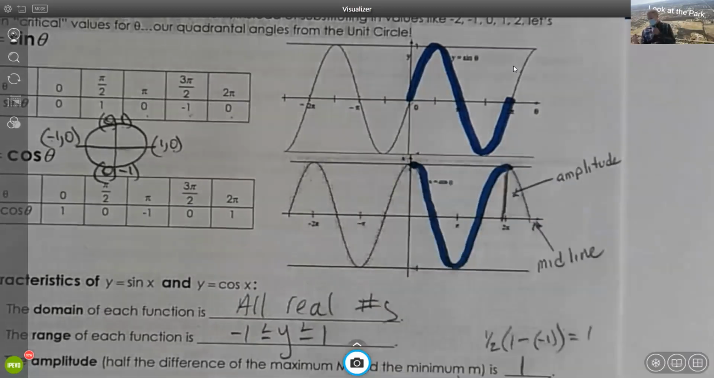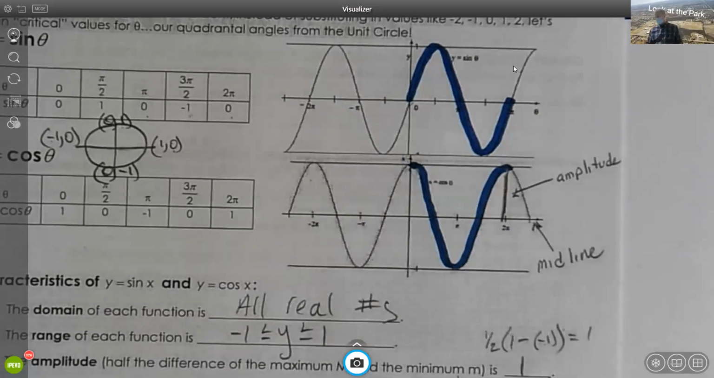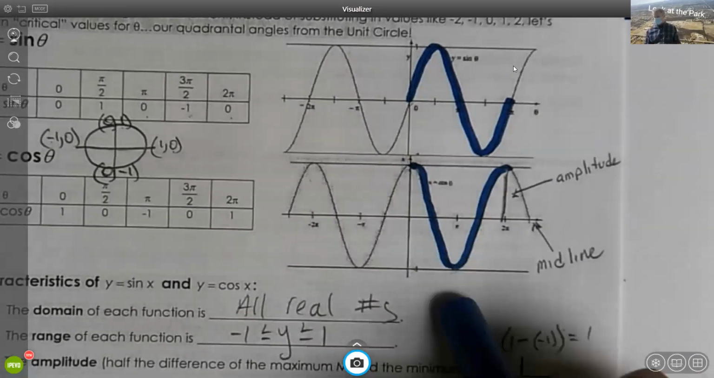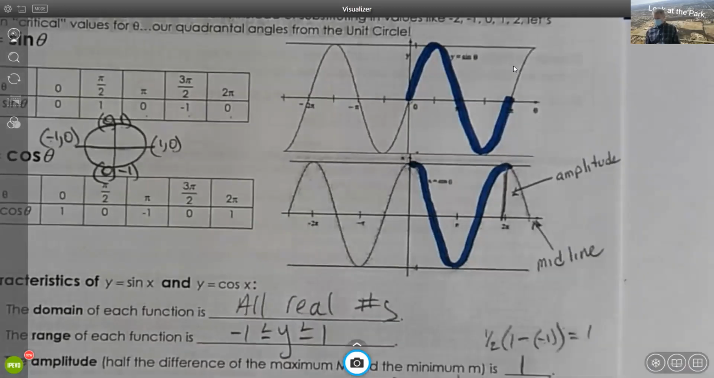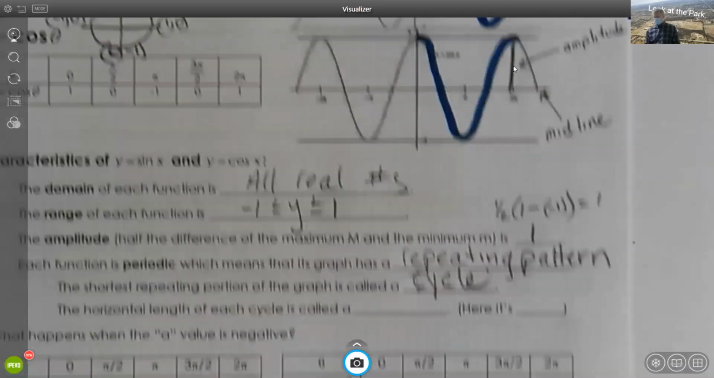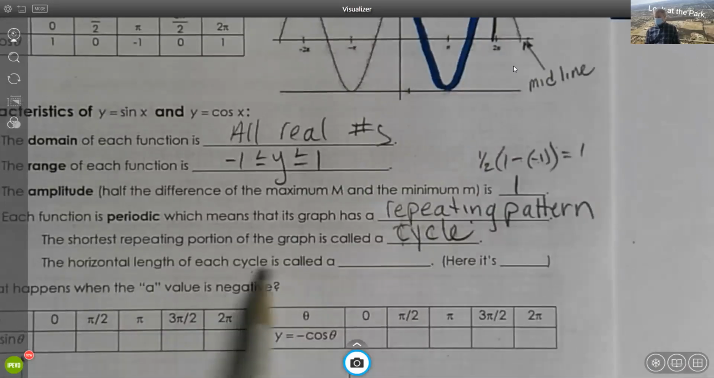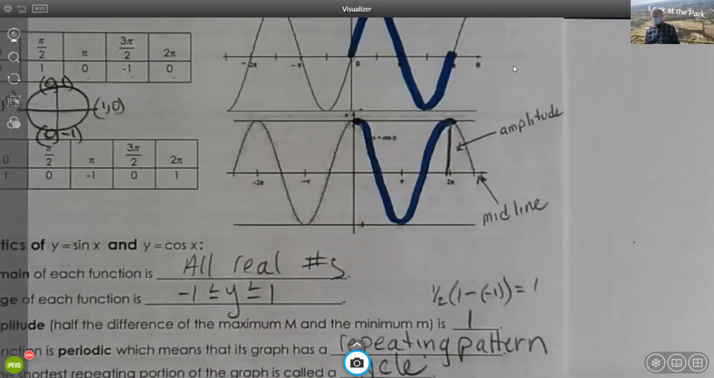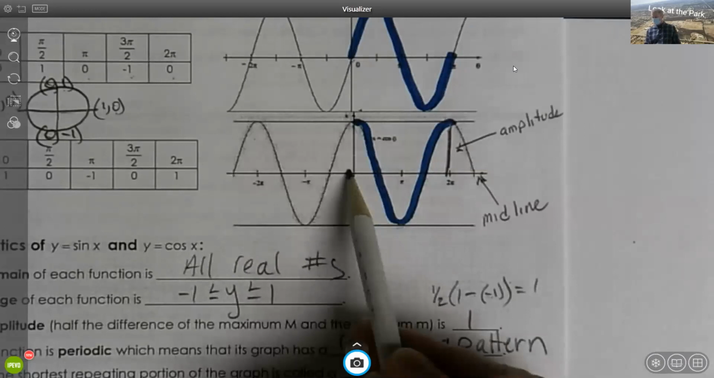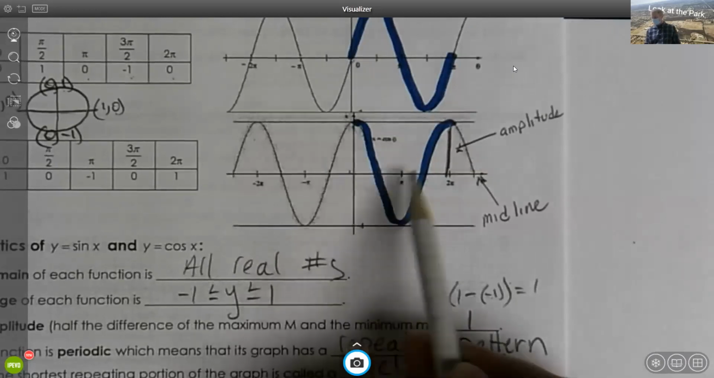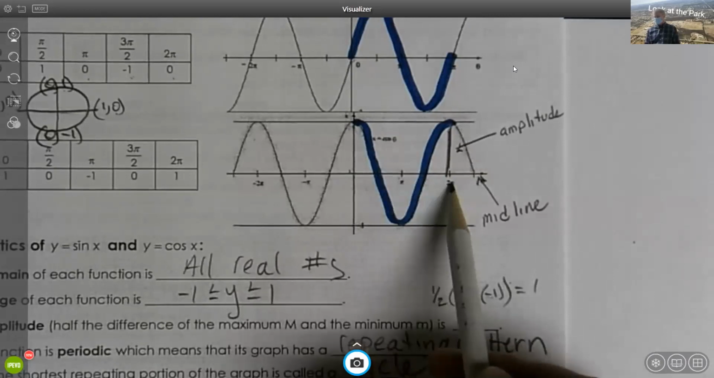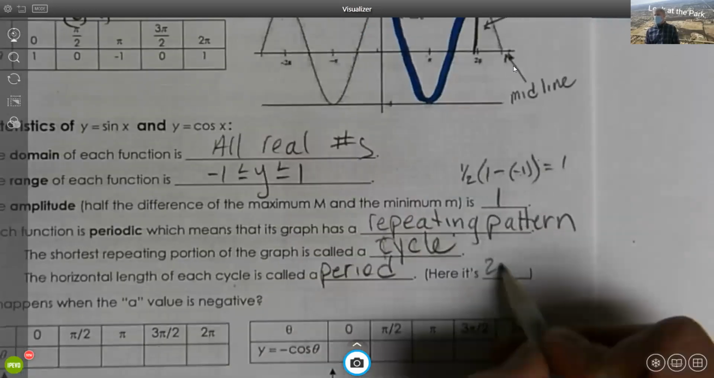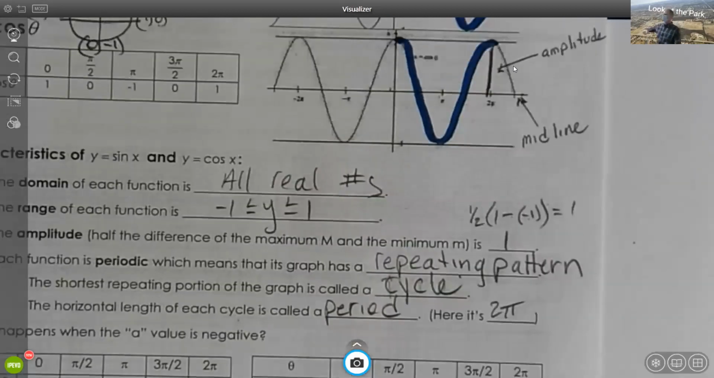They have the same maximum height and minimum. The amplitudes are the same. The midlines are the same. The horizontal length of each cycle is called a period. So going horizontally, we're going from 0, then pi over 2, pi, 3 pi over 2, and 2 pi. So the period is 2 pi. That's the angle it takes to get all the way through its curve, its cycle.